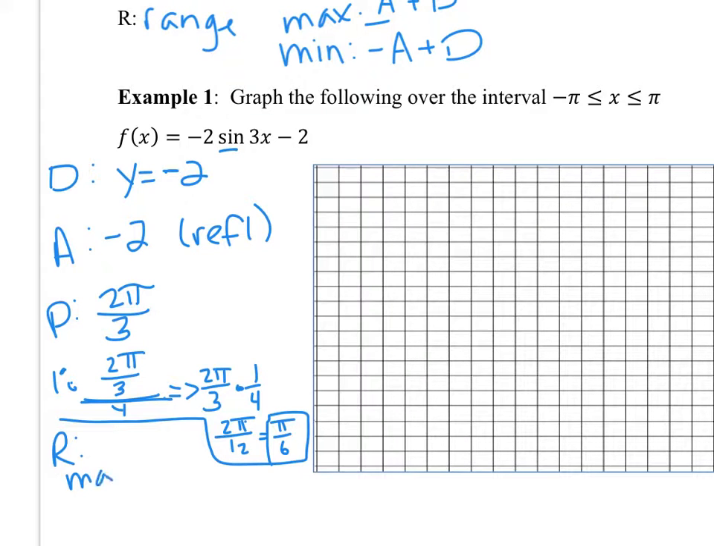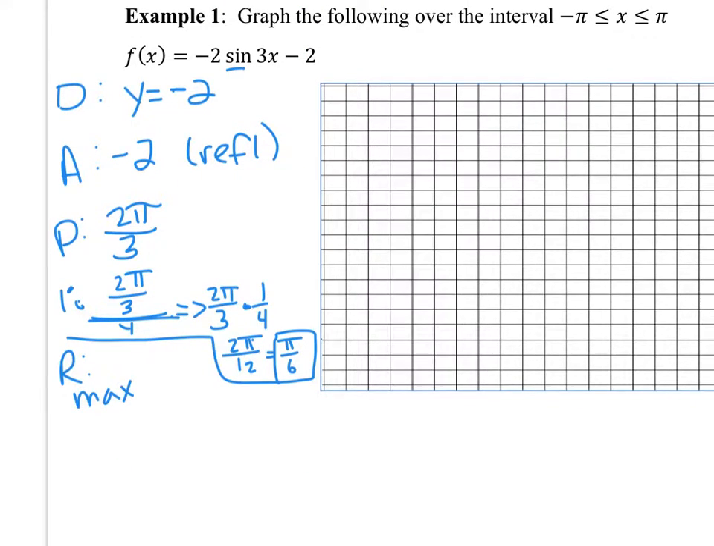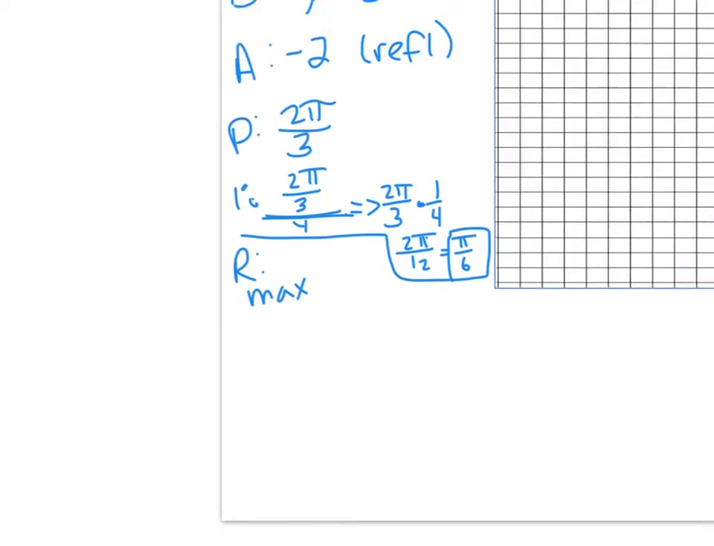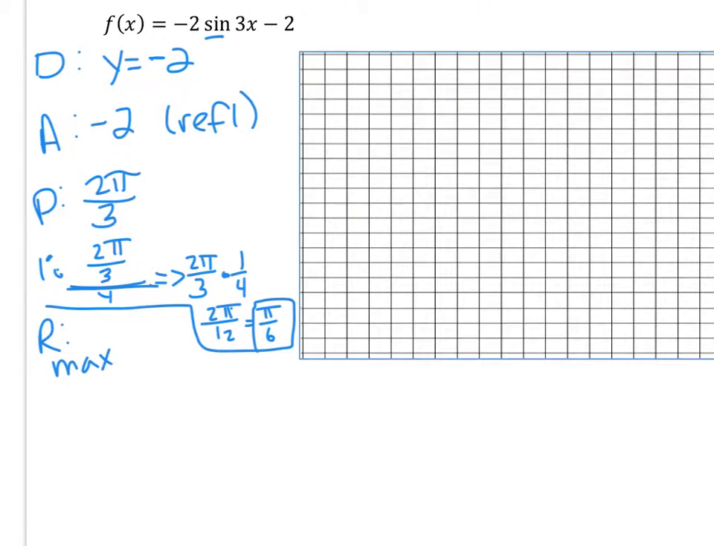So the max, you take the positive of the amplitude, which is 2, and add the midline, so it's 0. And the min is negative the amplitude plus that, so it's -4. All right, so you know the range is -4 to 0.